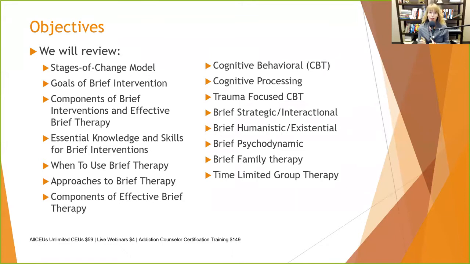And then we're going to briefly talk about different types of brief approaches, including cognitive behavioral, cognitive processing, trauma-focused behavioral, which cognitive processing and trauma-focused behavioral are both brief-ish strategies, 12 to 16 sessions, that you can use with trauma clients. So that's a good one to have in your arsenal. Brief strategic, brief humanistic, brief psychodynamic, brief family therapy, and time-limited group therapy.